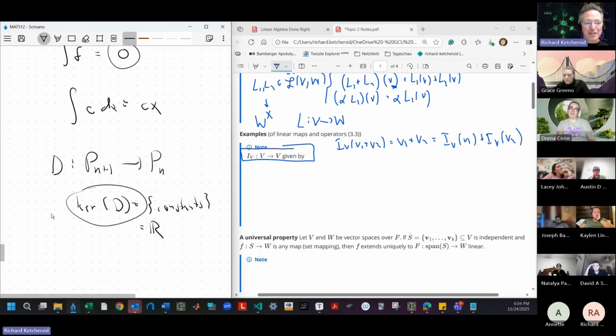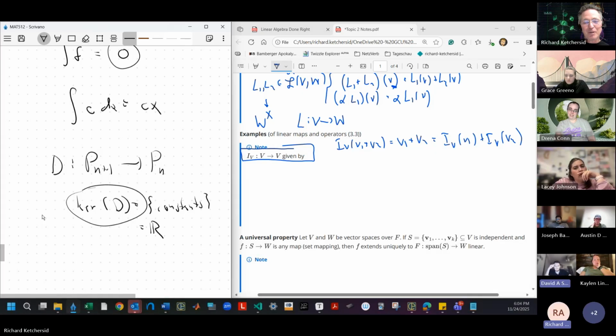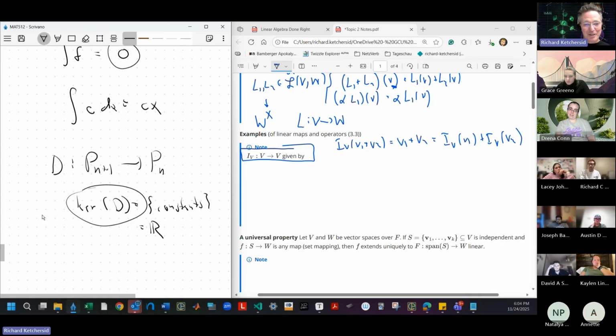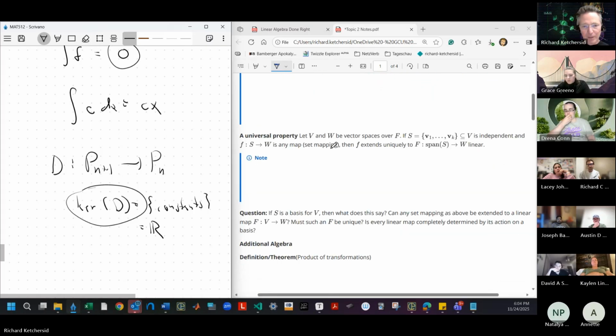Which things get sent to 0 by the second derivative? Polynomials of degree 1. And its dimension is 2, right? Yeah, so things of the form ax plus b. Good. So you see there's a lot of linear algebra tied up in that sort of stuff.